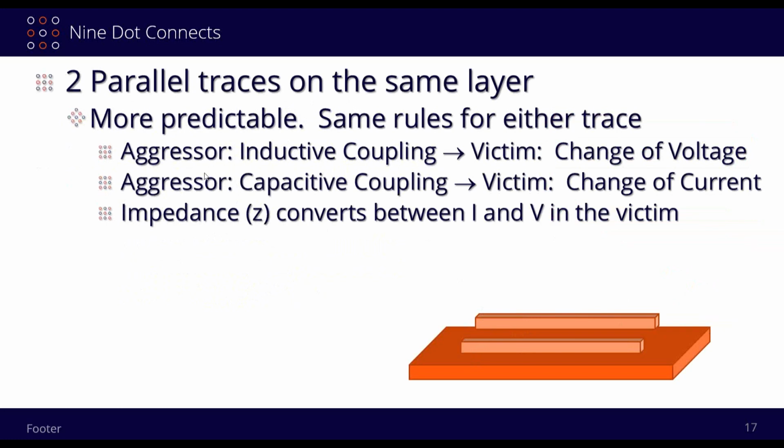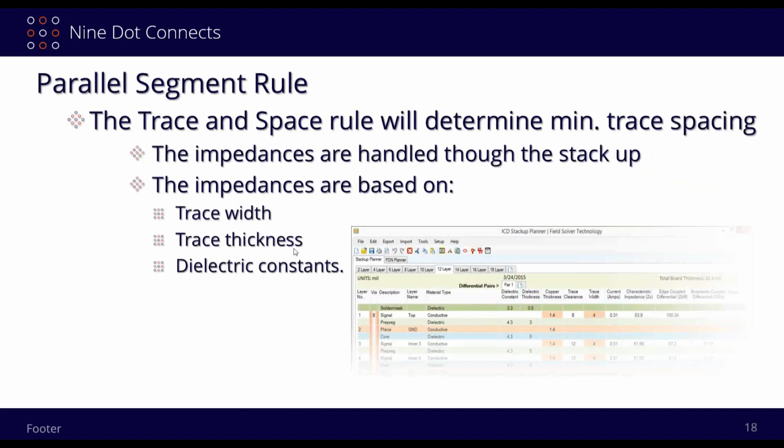If the aggressor has both inductive and capacitive coupling, and when you have an inductive coupling, you're basically changing the voltage, and when you've got capacitive coupling, you have a change of current. And both of these obviously are happening somewhat at the same time. One may happen before the other, depending on the circumstances that you've got. But the fact of the matter is that there's an impedance here that converts between the current and the voltage in the victim. And so now we've got to start dealing with this. Well, how do we deal with it?